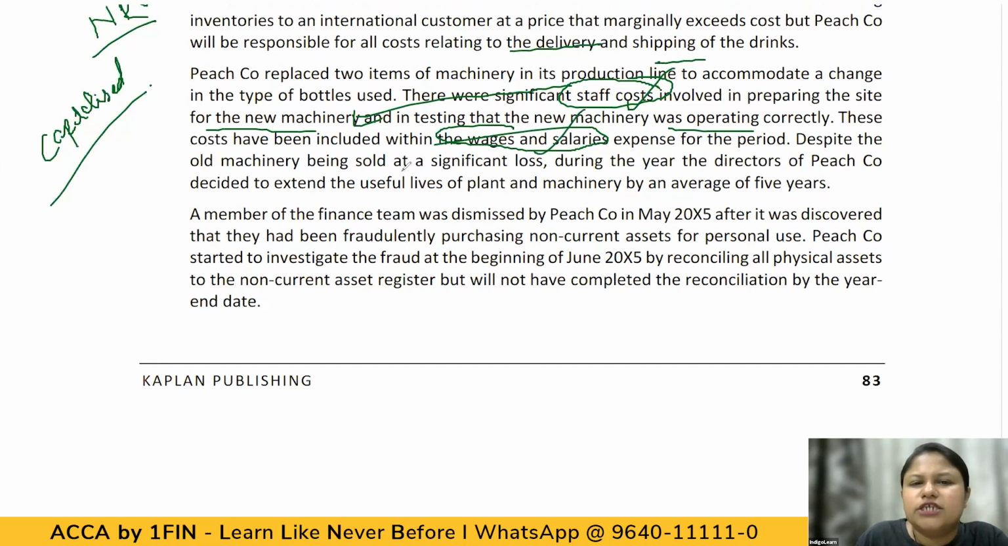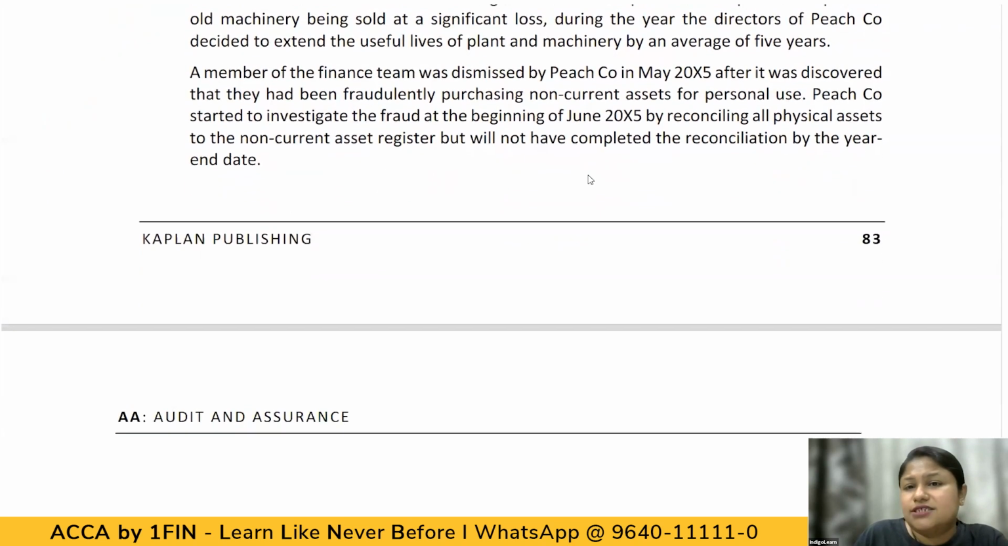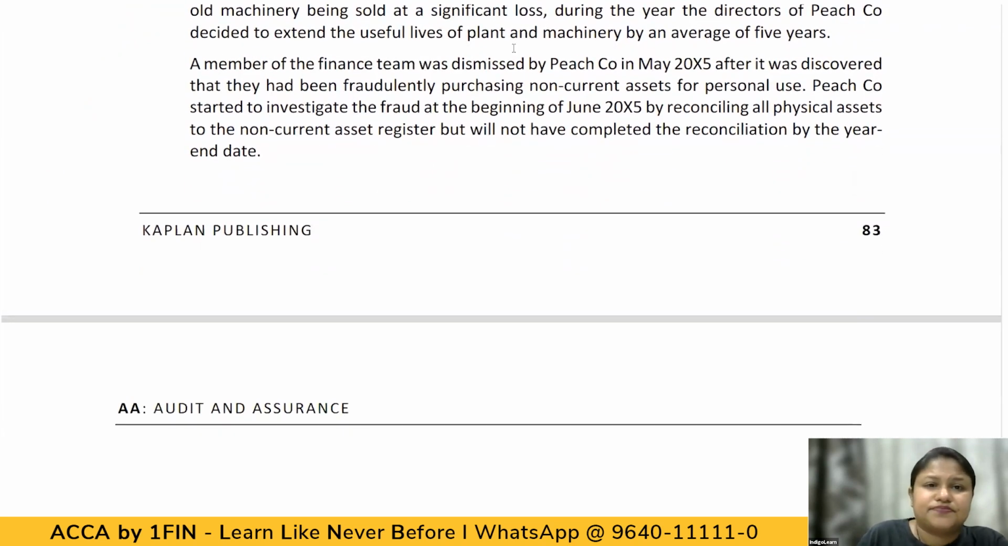Despite the old machinery being sold at a significant loss during the year, the directors of Peach Company decided to extend the useful life of plant and machinery by an average of 5 years. So you have sold at a loss, but you believe the life is more. Okay, so this is unreasonableness of the accounting estimate.